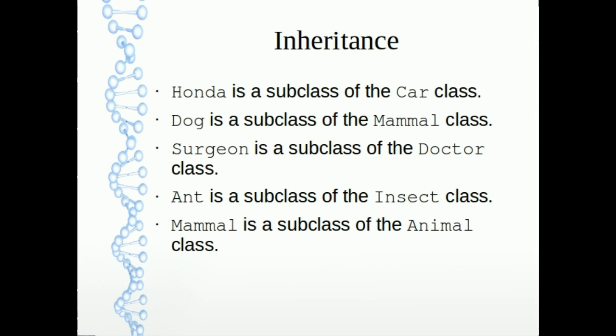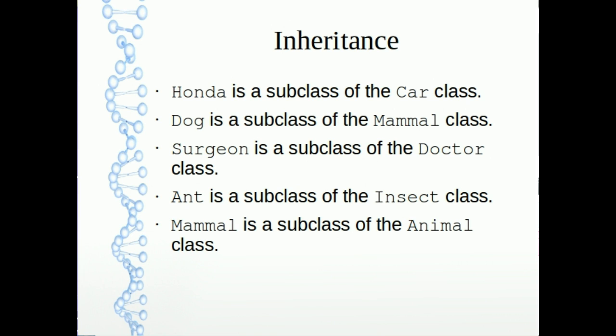Here are some examples. Honda is a subclass of the car class, dog is a subclass of the mammal class, and surgeon is a subclass of the doctor class, and so on. In each of these examples, car would be the superclass of the Honda class, mammal would be the superclass of the dog class, and doctor would be the superclass of the surgeon class. We can see that surgeon is a more specific description than doctor, and that dog is a more specific description than mammal. Though more specific than its superclass, a subclass is still not an object.